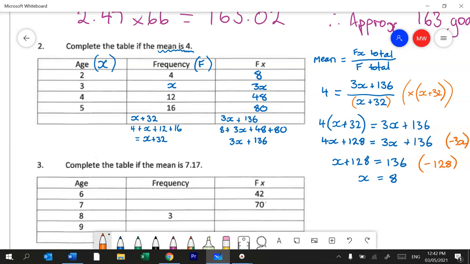So I know that X is 8, so I'll replace that with an 8. I know that 3 times 8 is 24, so I'll replace that. And down here, I can see that 8 plus 32 would make 40. And finally, if I do 3 times 8, which is 24, and I add it to 136, I'd get 160. And the table's complete.